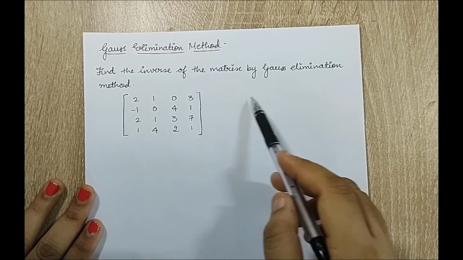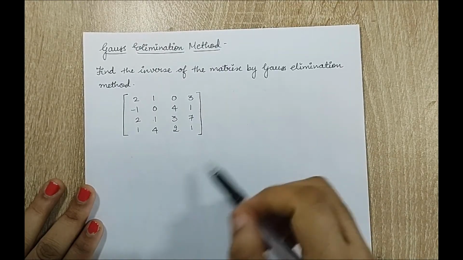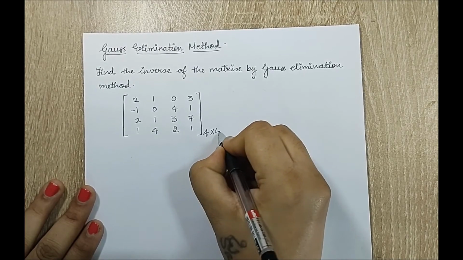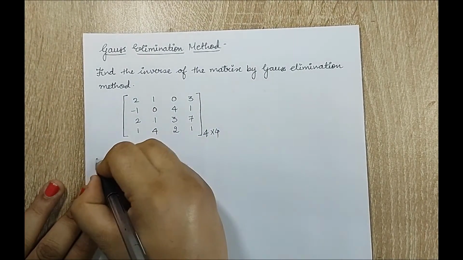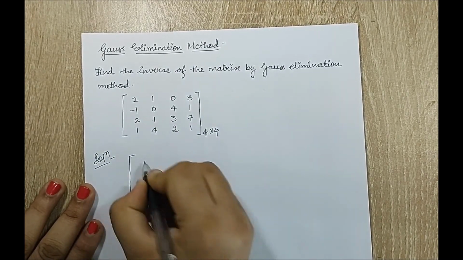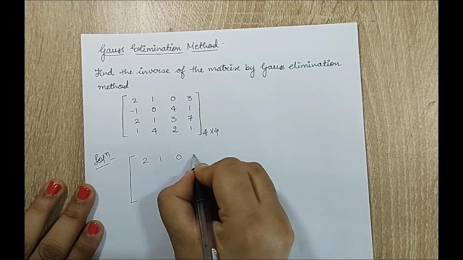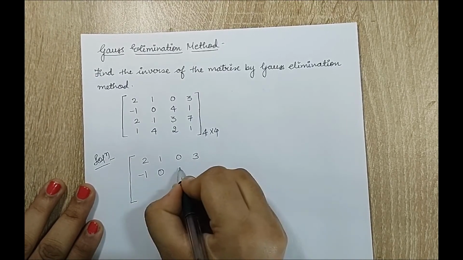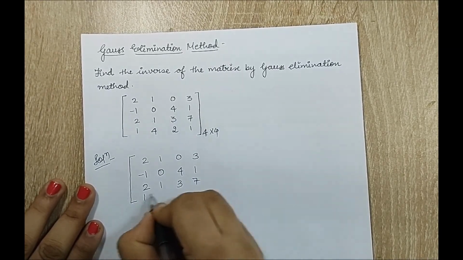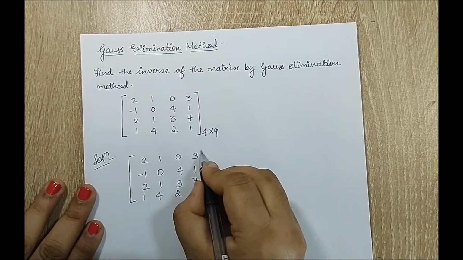Find the inverse of the matrix by Gauss elimination method. So this is the matrix which is given to me. This is of order 4 by 4. So what I am going to do is, for solving, I will first copy the matrix which is given to me. It is 2, 1, 0, 3, minus 1, 0, 4, 1, 2, 1, 3, 7, 1, 4, 2, 1.